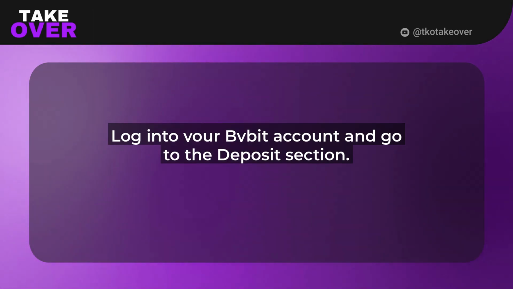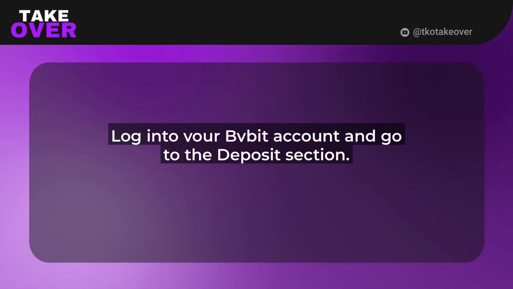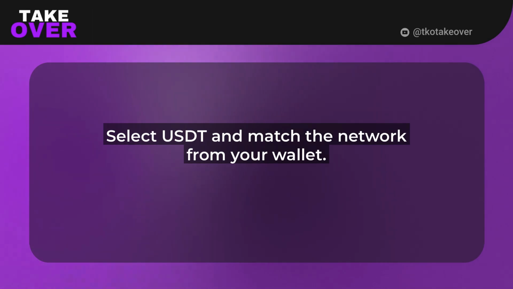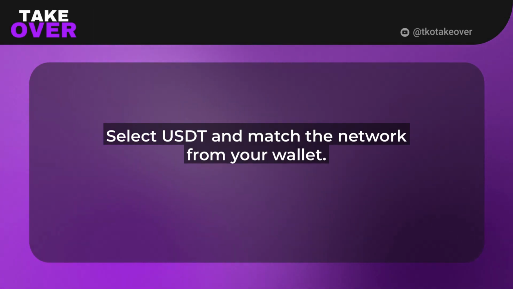Step 1. Open your Web3 wallet app or extension and navigate to your USDT balance. Take a moment to confirm the exact amount you want to transfer and note the network it's using. Step 2. Head over to your Bybit account. Log in securely, then go to the Deposit section. This is usually found in the Wallet or Assets area of the platform.